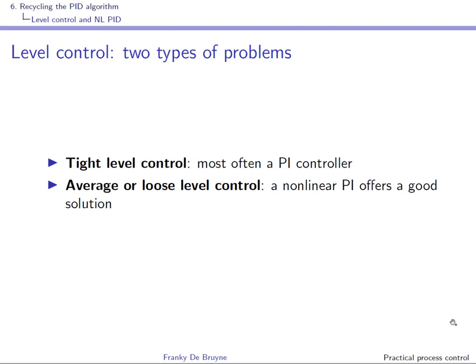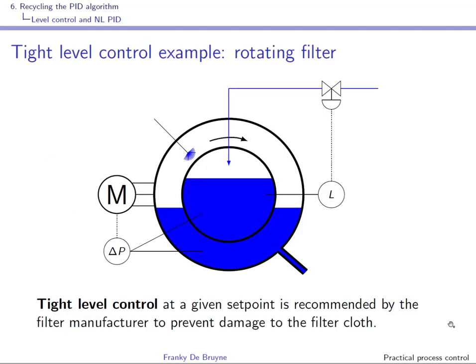The second type of problem is average level or loose level control. The idea is that you allow the level to vary around the set point and that you use the tank as a buffer. And in that case, a non-linear PI controller will be a good solution. Let us illustrate these two types of level control problems: an example of tight level control and another of average level control, and both examples come from the paper industry.